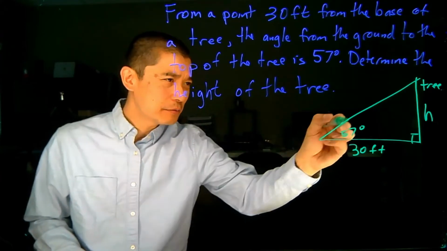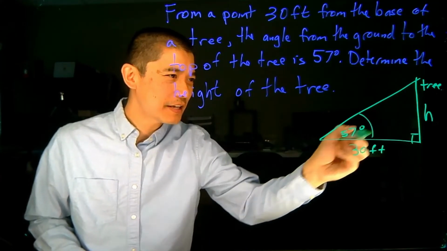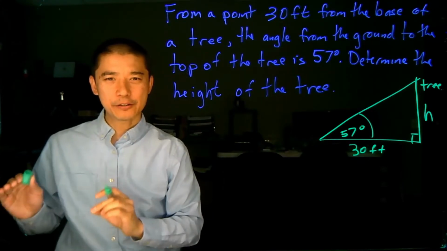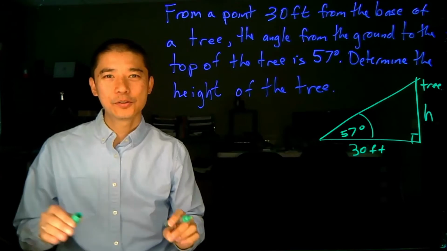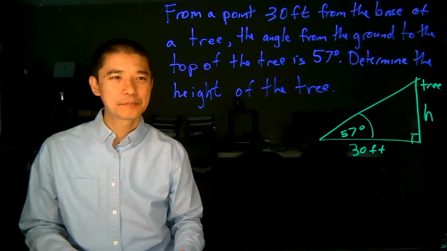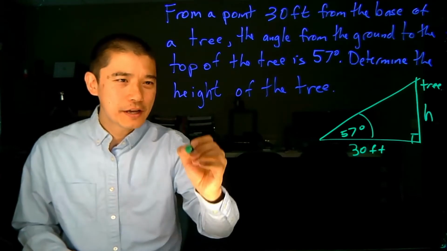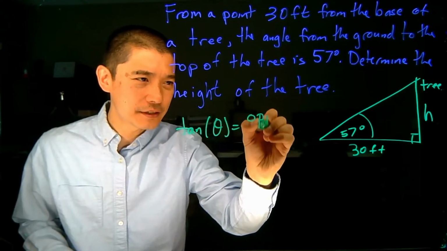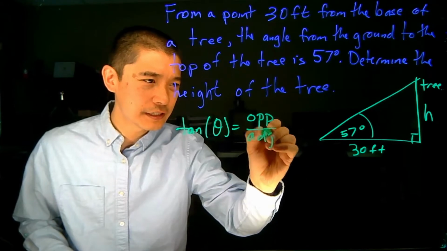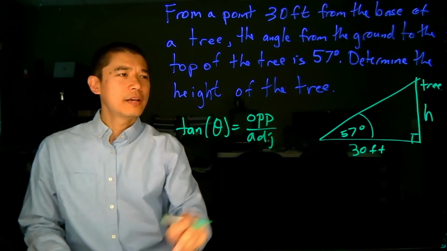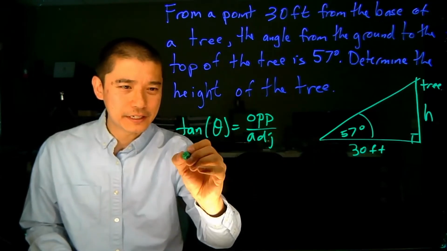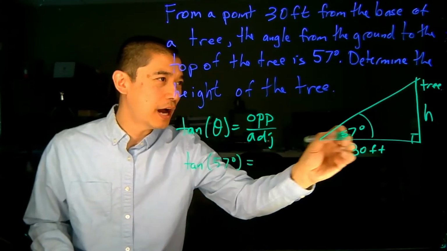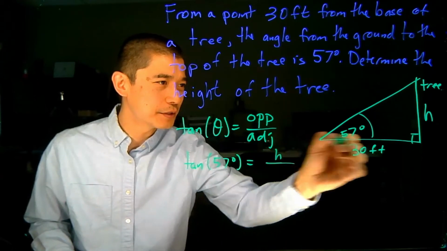And so what do we think about? Well, we have an angle. We have this side and that side. We have the opposite and the adjacent side. Which trigonometric function relates an angle to the opposite and adjacent sides? So you think through SOHCAHTOA, and you should end up with the tangent of theta is the opposite over adjacent. And so all we need to do is take these values and plug it in. Tangent of 57 degrees is equal to the opposite, which is the h, over the adjacent, which is 30.